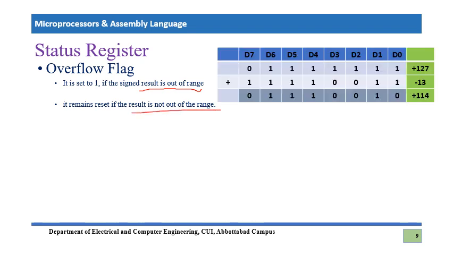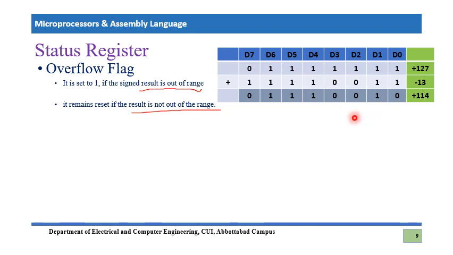For example, we are adding two numbers, plus 127 and minus 13. Let me use the pointer. Yeah, plus 127 and minus 13. If we add them, it becomes 114, and it should be plus, right? Again, it's an 8-bit number, and it is shown as plus 127 like this, and minus 13 is again in 2's complement form. Once you add them, you see this last bit becomes equal to 0, which means the result is positive, and that is correct. So there is no range issue here.